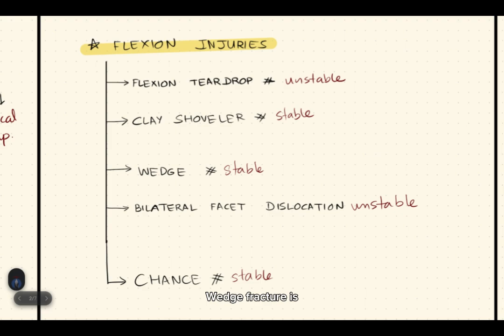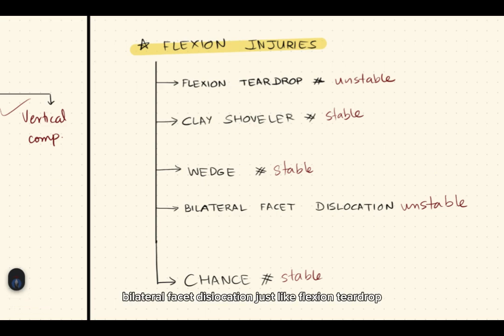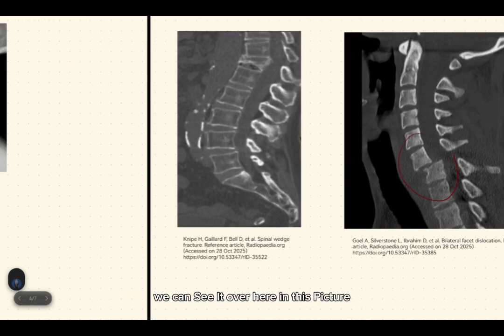Wedge fracture is a stable sort of fracture that generally occurs in elderly osteoporotic people. This is what it looks like on imaging. Bilateral facet dislocation, just like flexion teardrop, requires a lot of force for the anterior structures to get disrupted, and it is also an extremely unstable sort of fracture. We can see it over here in this picture.